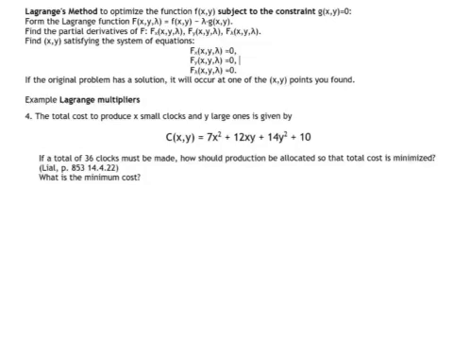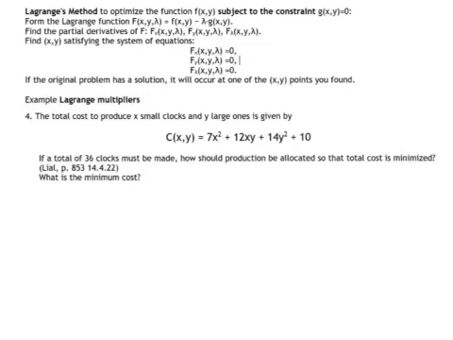So I've put the Lagrange function up there with a little bit of an explanation, and let's see how it works in practice. So we have a question that says the total cost to produce x small clocks and y large ones is given by this function. If a total of 36 clocks must be made, how should production be allocated so that total cost is minimized?